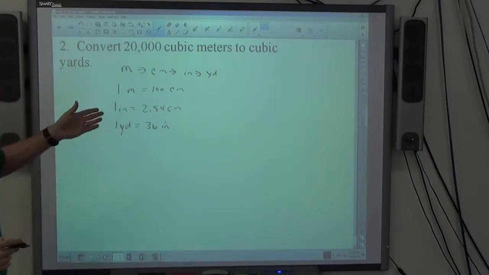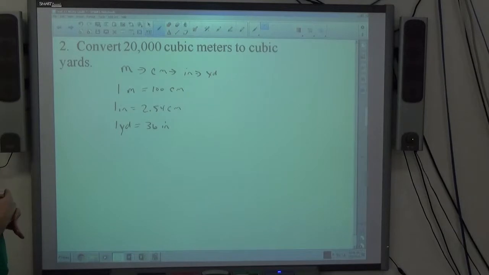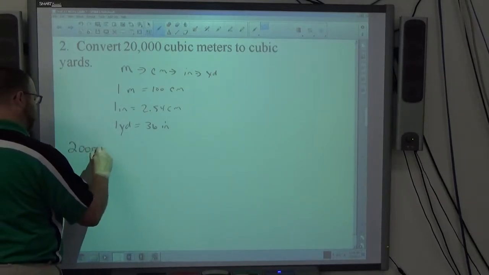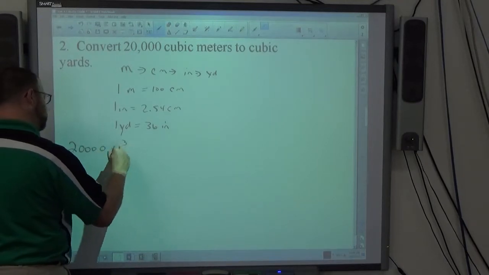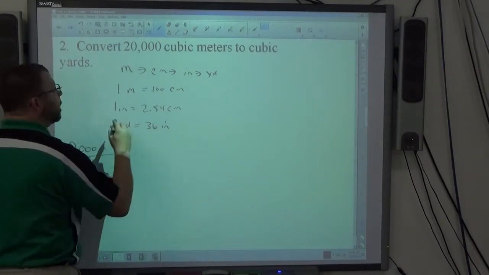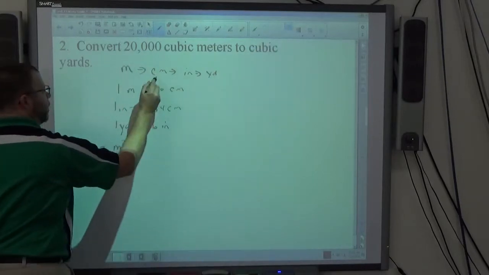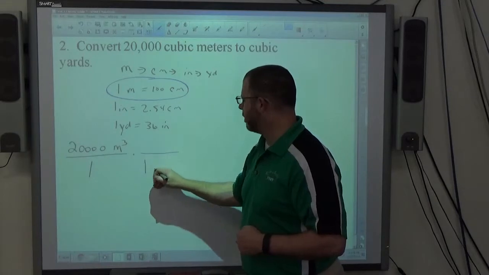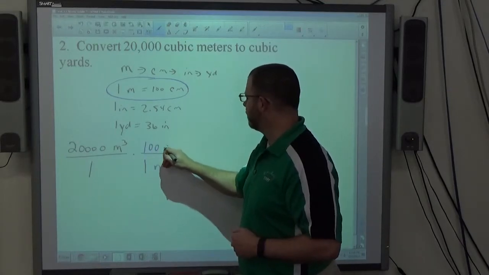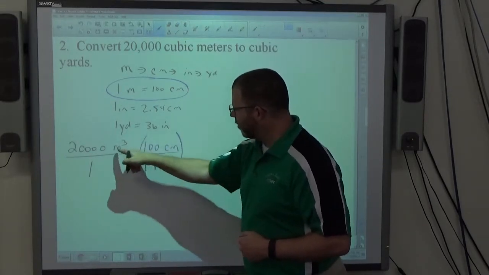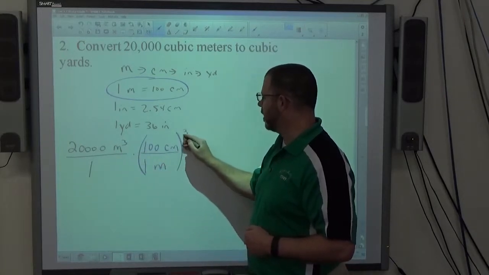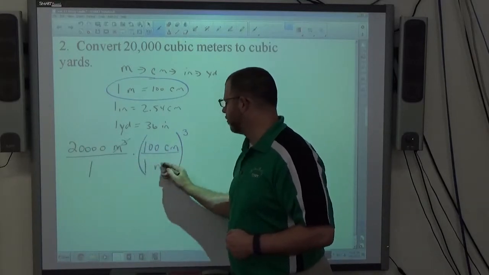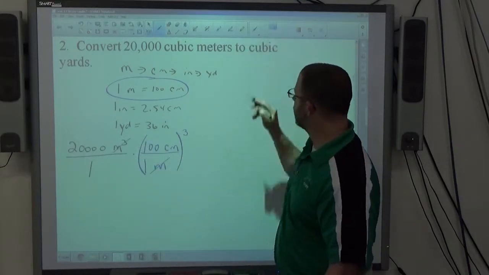Okay, and it does say cubic, which means there's 3 conversions required per unit change. So if we start off with 20,000 cubic meters, that's meters cubed. If I start off using this fact, we know that 1 meter on the bottom is equal to 100 centimeters on top. That's cubic meters, this is just meters, so I have to cube this, which cubes meters, cubes 1, cubes centimeters, cubes 100. But now meters cubed cancels meters cubed, and we're now into cubic centimeters.